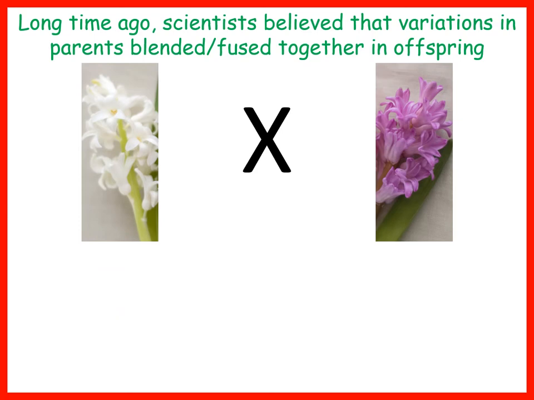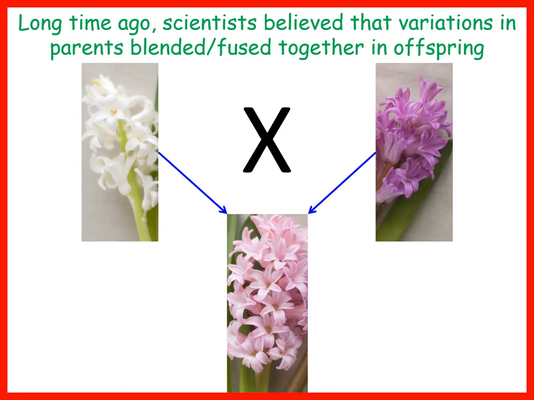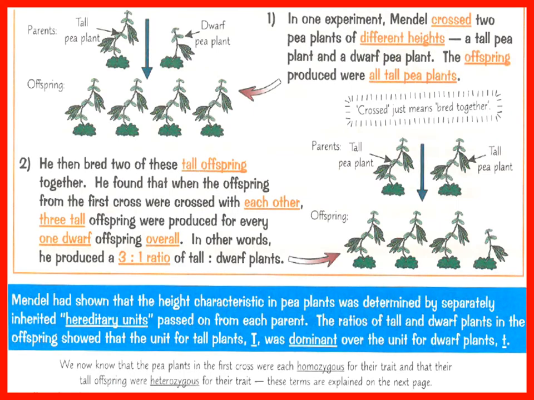Now, a long time ago, scientists believed that variations in parents blended or fused together in offspring. So for instance, if you had a white flower and a purple flower, the idea is you'd end up with a pink flower. So you'd have a blended or fusion of both parents. And we know that's not true based on Mendel's experiment. In his experiment, Mendel crossed two pea plants of different heights, in other words, a tall pea plant with a dwarf pea plant, and the offspring produced were all tall pea plants.